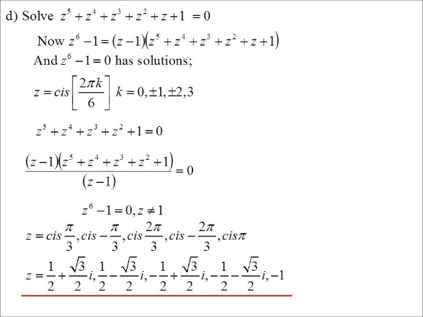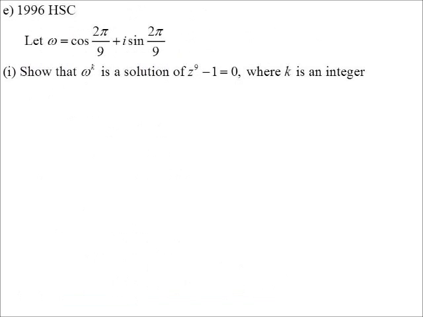Okay, let's have a look at this one. Ooh, old question. They have told us omega is cos 2 pi on 9 plus i sine 2 pi on 9. They want us to show that omega to the power of k is a solution. This is essentially the same question, because what they're really saying is, well, if omega is a solution, then omega to any power is also a solution. And that's what they're saying, where k is some integer. So I'll do it the same way I did before, but I can do it actually a lot nicer than the way I did before.